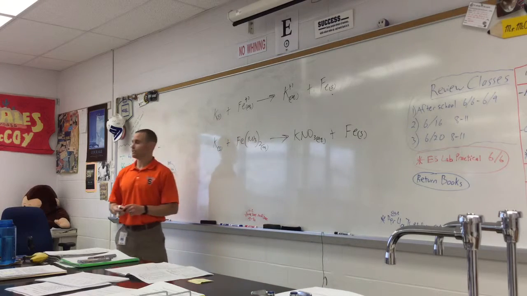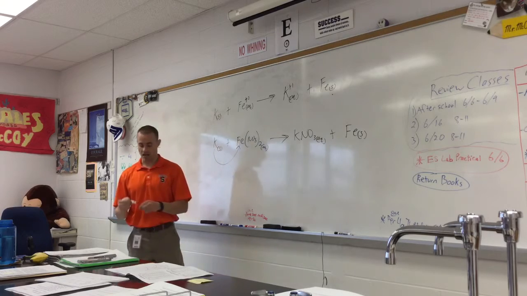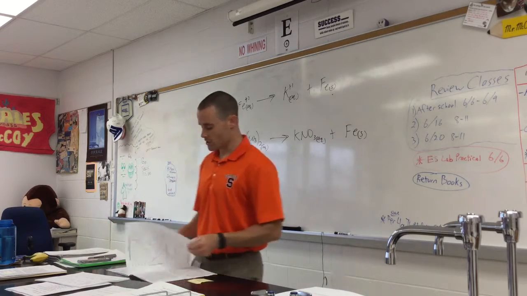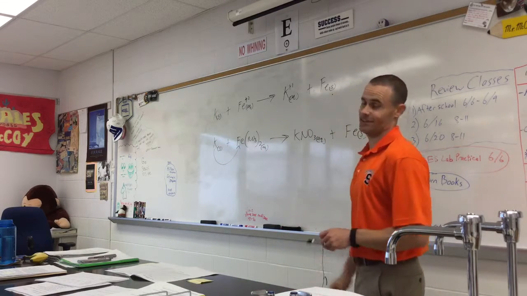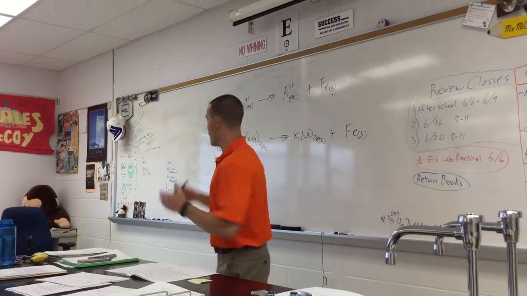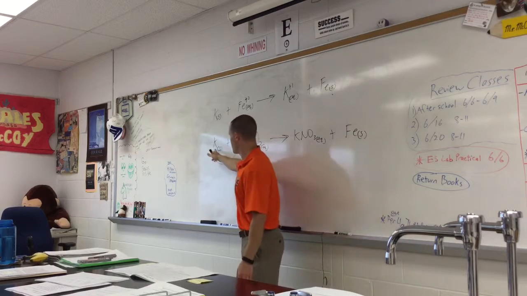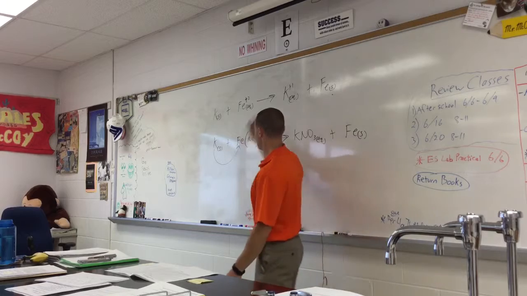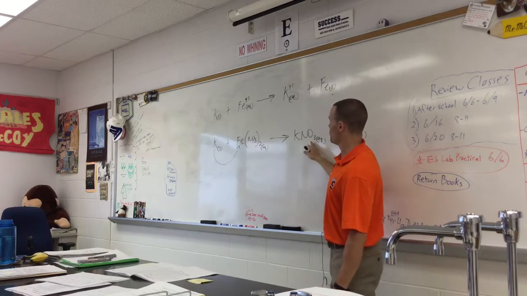What type of reaction is this? Single replacement. Go to Table J. Tell me why this reaction works. The way the Regents will word it is, explain why this reaction is spontaneous. Because K is more reactive than Fe. So Fe cannot stay bonded to NO3. K overpowers it because K is more reactive, so it kicks Fe to the curb. Fe's by itself. Now K is with NO3.